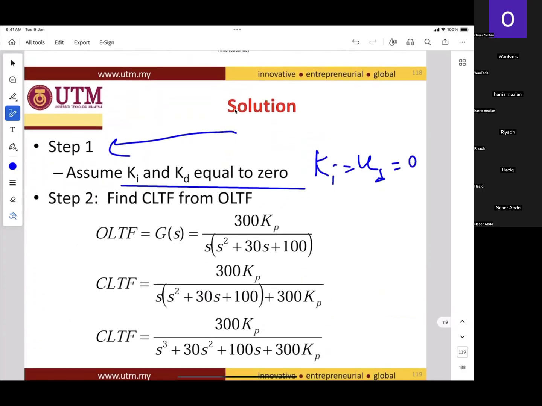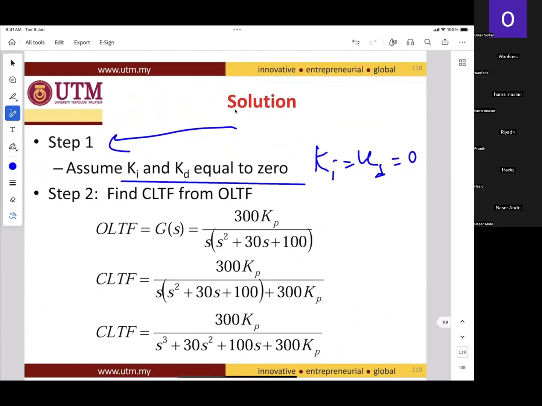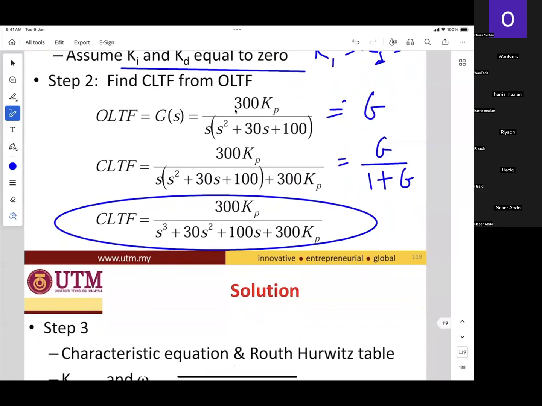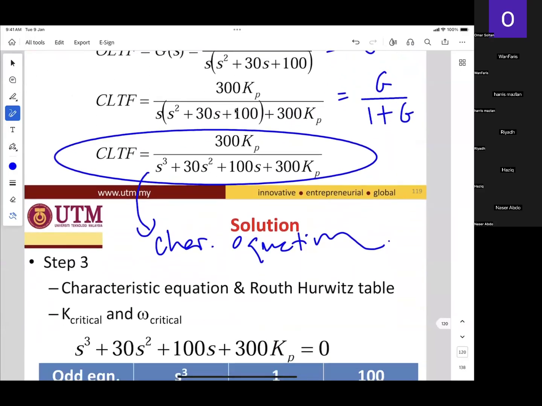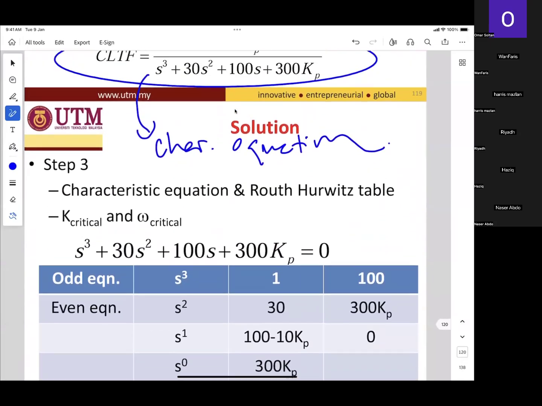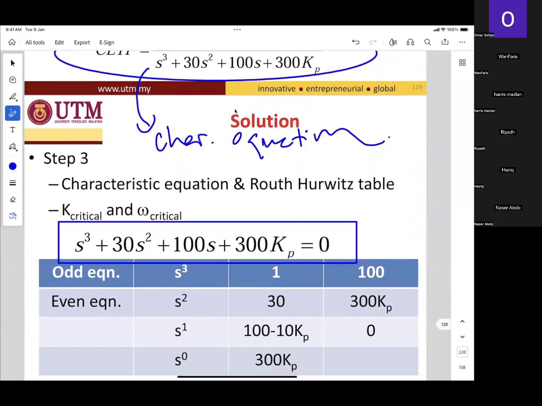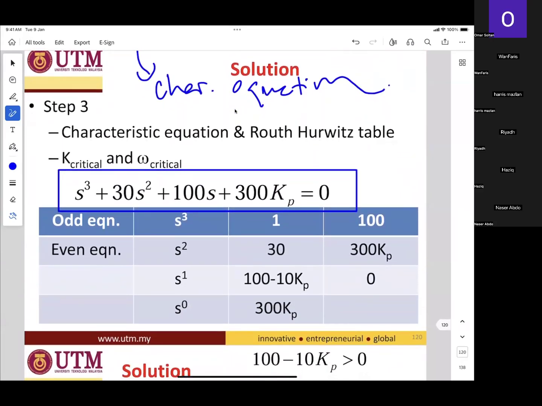Right, we find the closed loop transfer function from the open loop. This is the open loop, so closed loop is G over 1 plus G, simplified. So you get this closed loop transfer function, and you find the characteristic equation. So these are the characteristic equations. Inside the Routh-Hurwitz table: S cubed, 30S squared plus 100S plus 300 Kp.